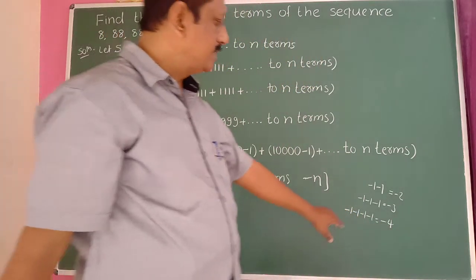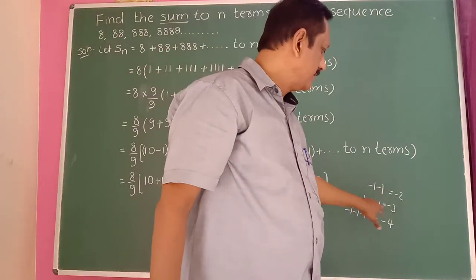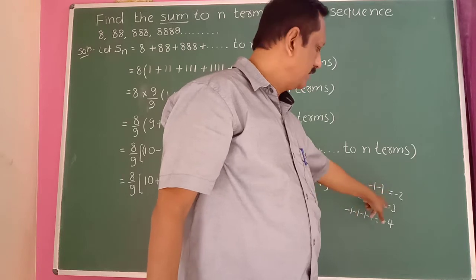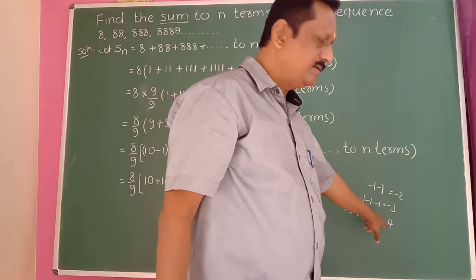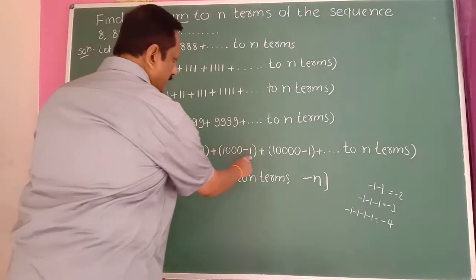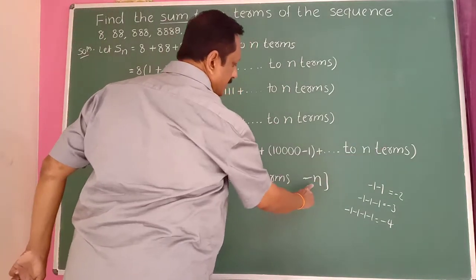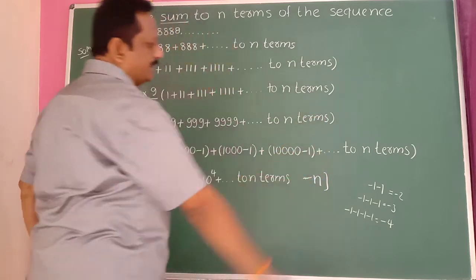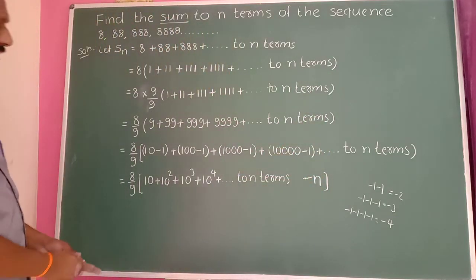If 2 terms are there then it is minus 2. If there are 3 times minus 1 then minus 3. 4 times minus 1, minus 4. Total there are n times minus 1 up to n times here. So I am writing here minus n.